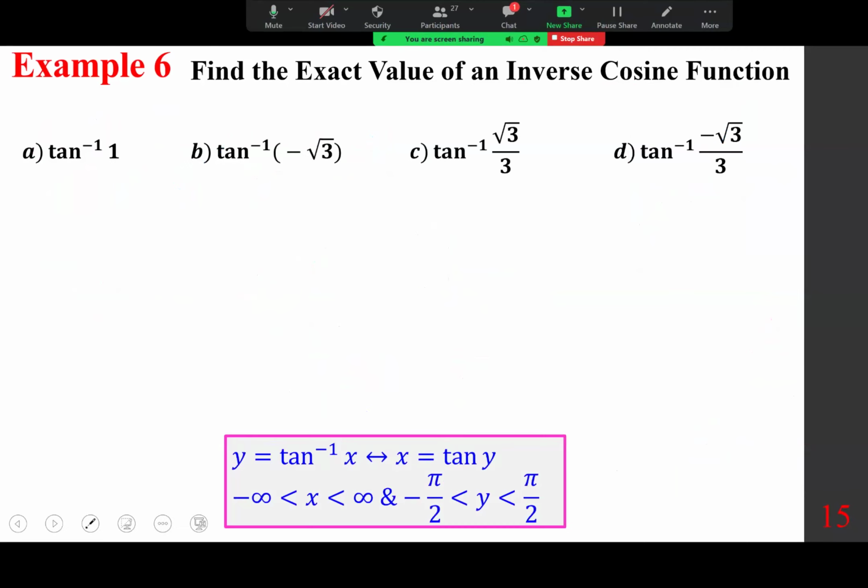We want to find those. We're going to do the same thing. We want to find the exact values. We start with setting this equal to theta. By definition, tan of theta is 1. A common arc, theta is pi over 4.